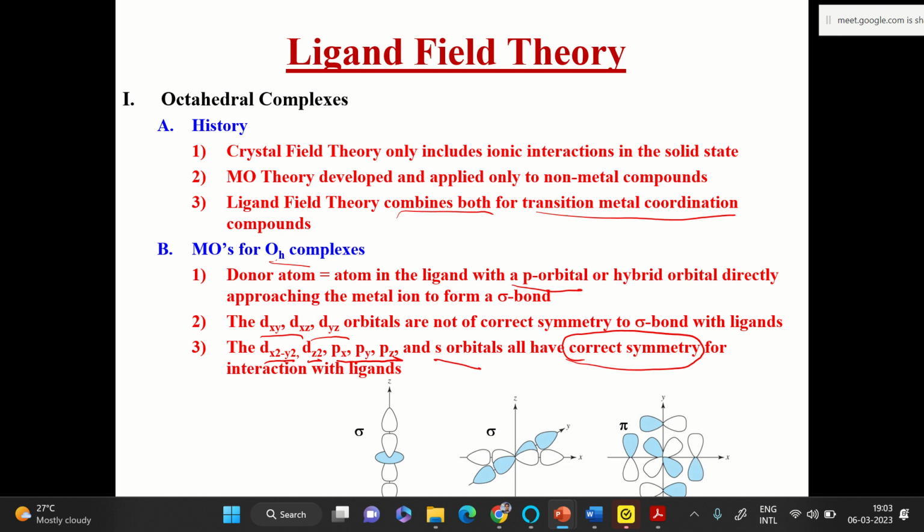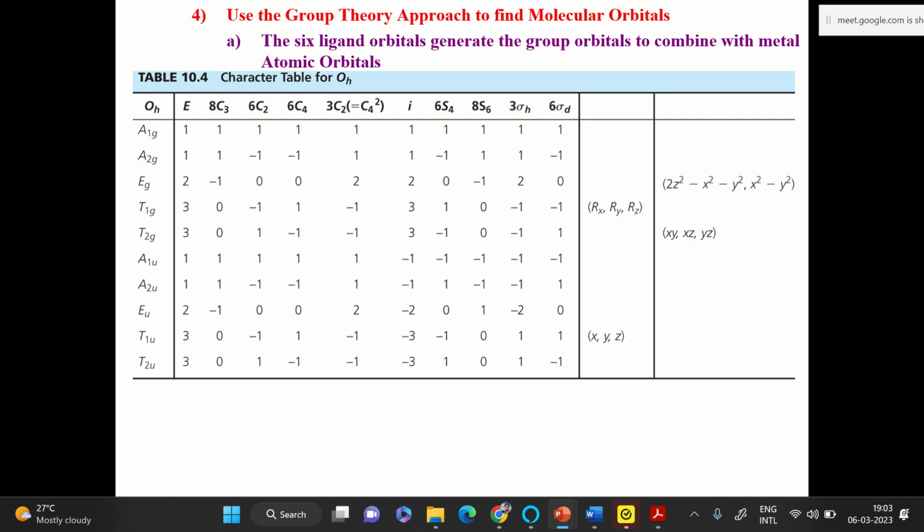So these are the orbitals that we need to consider: dz square and dx square minus y square, and px, py, pz orbitals on the metal. So all these are suitable for formation of sigma bond. They can interact with the ligands.